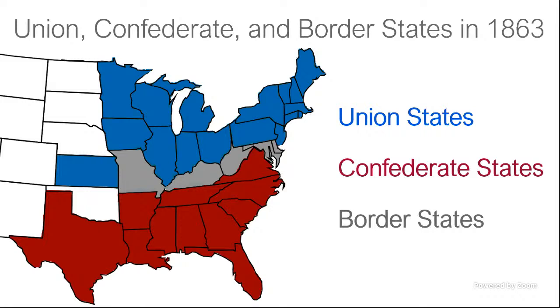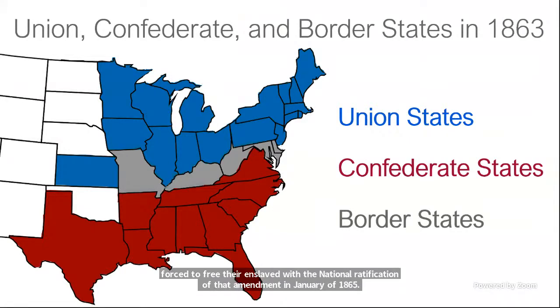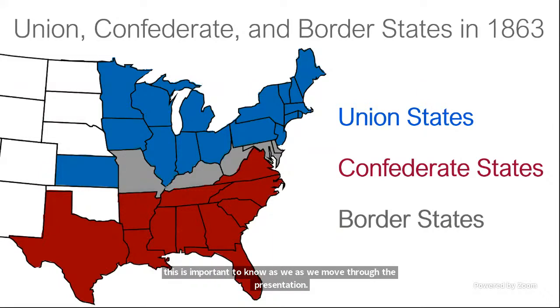Kentucky never did ratify the 13th Amendment, but it was forced to free their enslaved with the national ratification of that amendment in January of 1865. So this is important to know as we move through the presentation. Some of the considerations of how to look for your ancestor in these border states will be talked about.